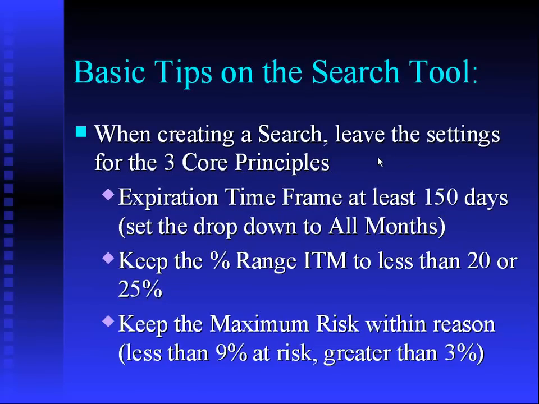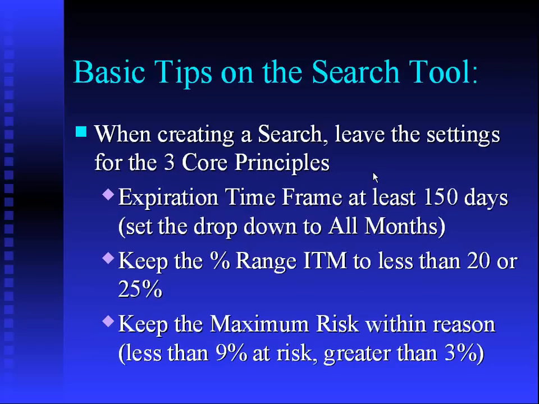When creating a search, leave the settings for the 3 core principles. You can start by hitting clear these settings, and then put in the criteria for the 3 core principles. The expiration time frame, at least 150 days. Take advantage of the red line, the radioactive decay line. Keep that percentage range in the money to less than 20 or 25%. Helps us focus on the ATM bell curve without taking too little risk.